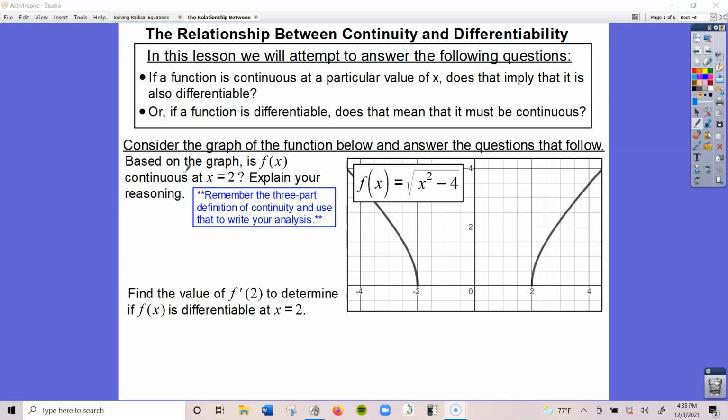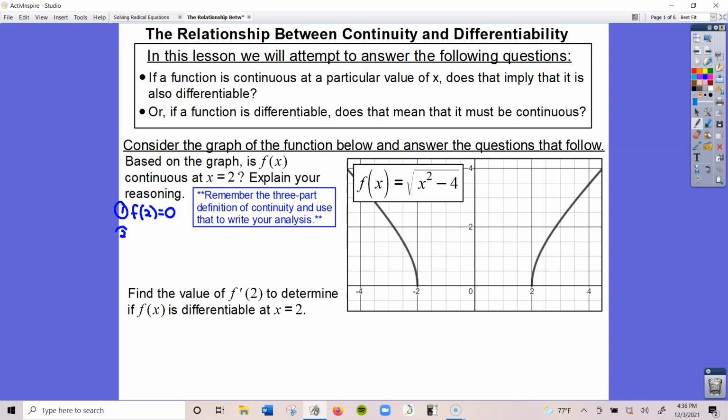In order to determine if a function is continuous, we have to go through the three-part definition of continuity. To review, the first part of continuity is to find the function value. So I'm going to find f of 2 and make sure that f of 2 exists. When I look at my graph, f of 2 is equal to 0. So my function value does exist.